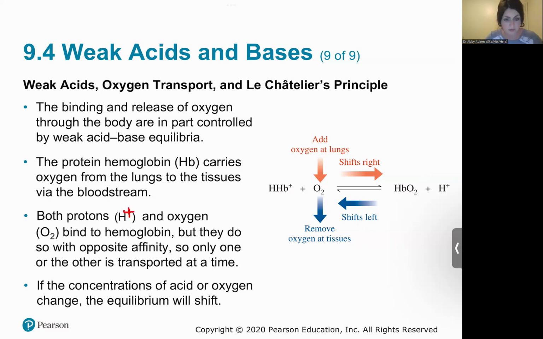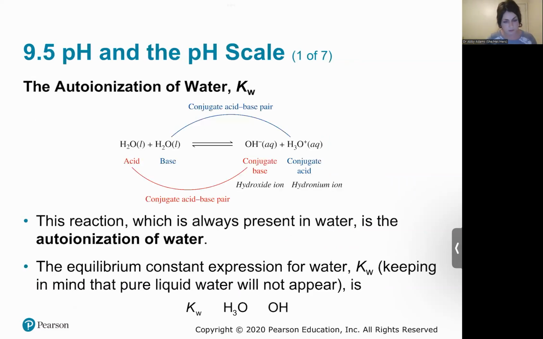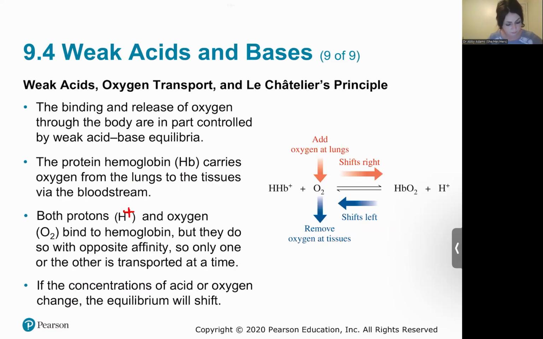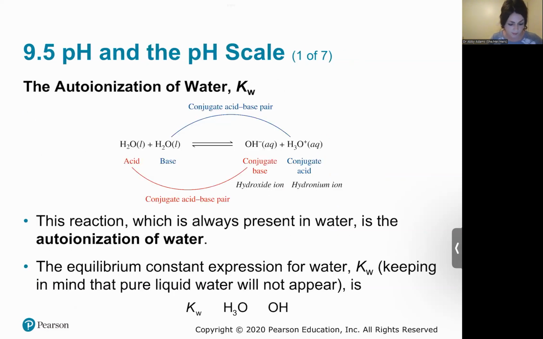And hemoglobin also binds protons. But the thing is, it does so with opposite affinity, so it can only bind one at a time. And so through this affinity setup, you have a mechanism for maintaining equilibrium and the presence of oxygen in your blood. So that's pretty cool, right? So you have a tightly controlled binding and release of oxygen throughout your body. It's all a weak acid base equilibrium thing, okay?